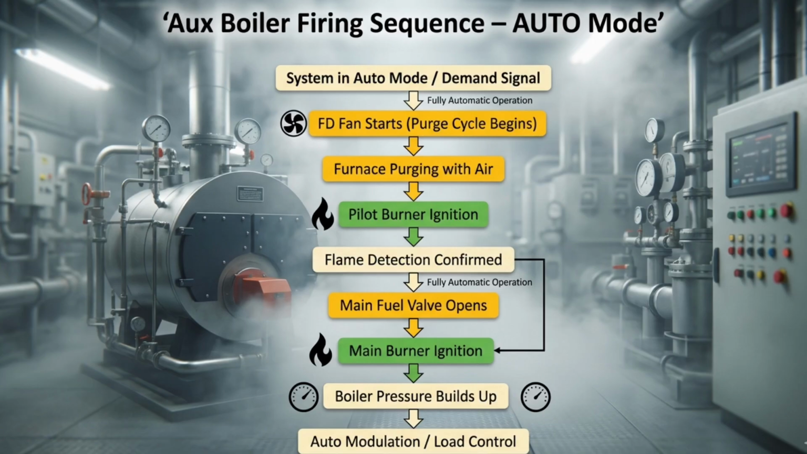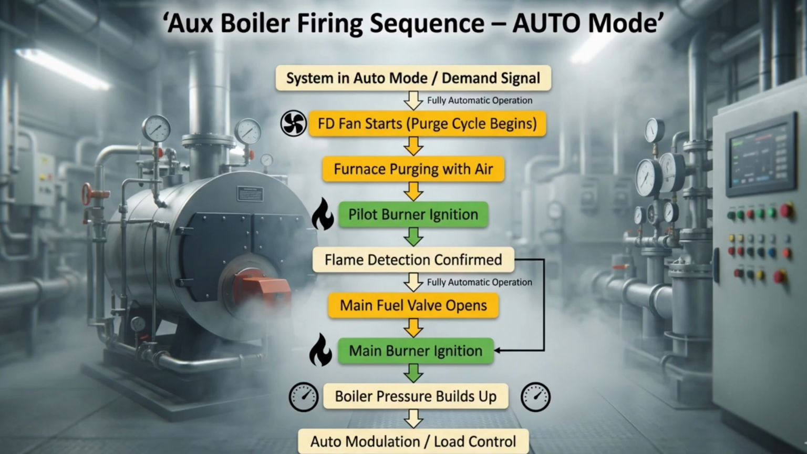Now, the main fuel valve opens, allowing fuel to reach the burner. Immediately after, the main burner ignites, and stable combustion is achieved inside the furnace. As combustion stabilizes, the boiler pressure begins to rise, meeting the system demand. Finally, the boiler enters auto-modulation mode, where it automatically adjusts firing rate based on steam pressure and load requirements.